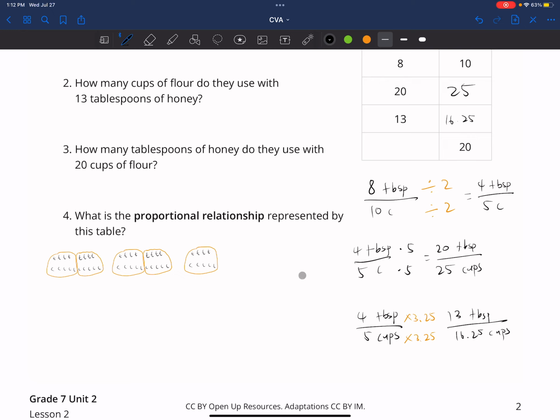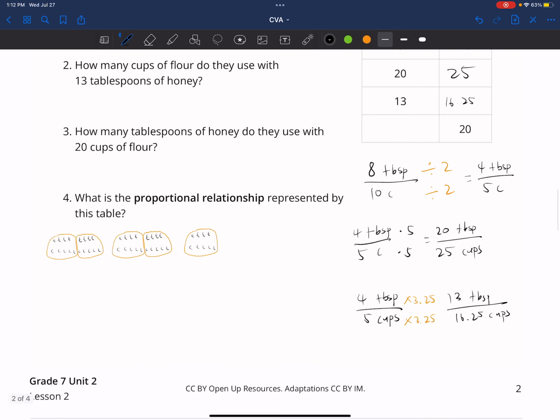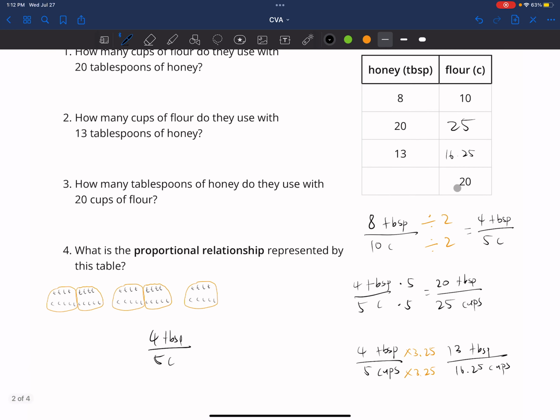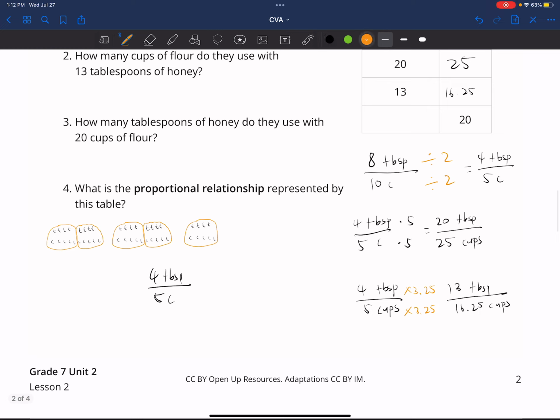Okay. And then finally, let's do the 20. So I got 4 teaspoons, that's equal to 5 cups. So this time I'm giving 20 cups of flour. So 5 times what is equal to 20 cups? It's 4, right? So we have 4, so times 4. And so the answer is going to be 16 teaspoons.